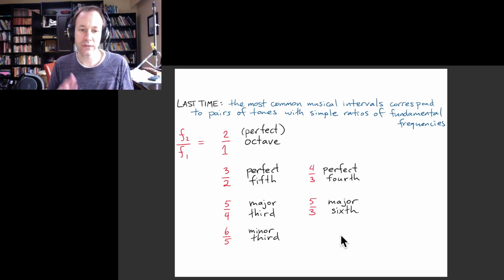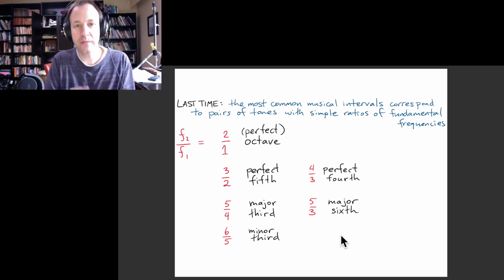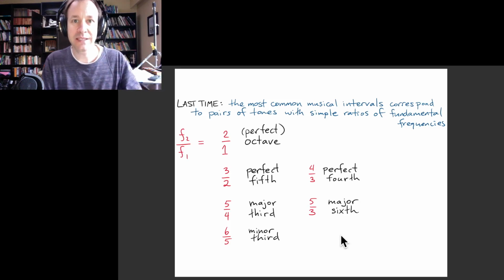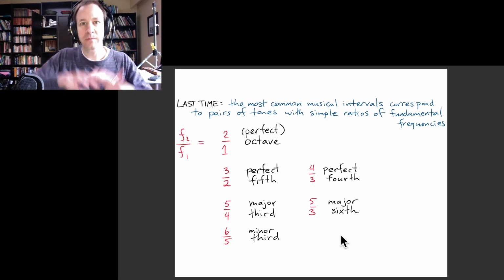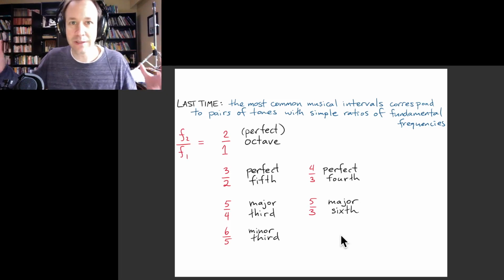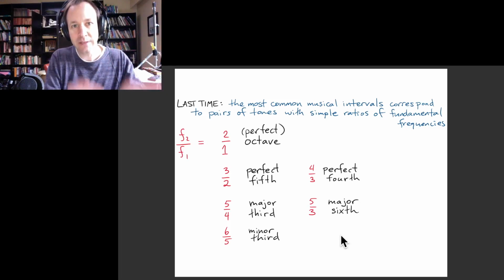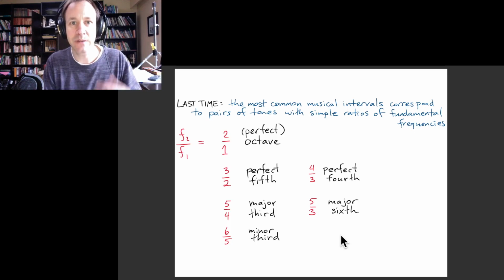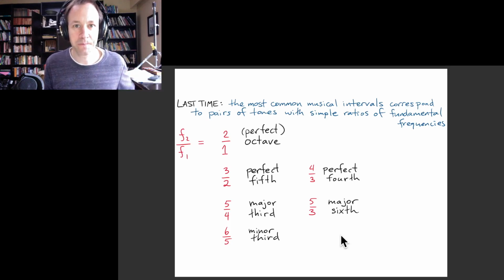So those are some of the most common intervals, and we're going to talk about a few more intervals later on. Then we're going to get into talking about how these intervals can be combined to form collections of notes that we refer to as scales, and also combined and played at the same time to make what we call chords.